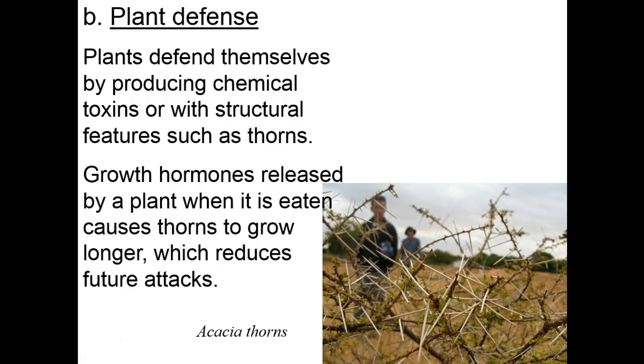Plant defense. Plants often defend themselves with chemicals or structural features like thorns, and these are quite effective if you've ever been snagged by a thorn. Interesting, when a plant is eaten, then the thorns grow longer, and so then they're ready for the next attack. It's like preparing for battle every time they get eaten.